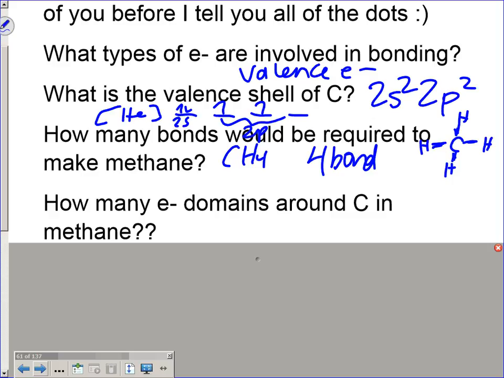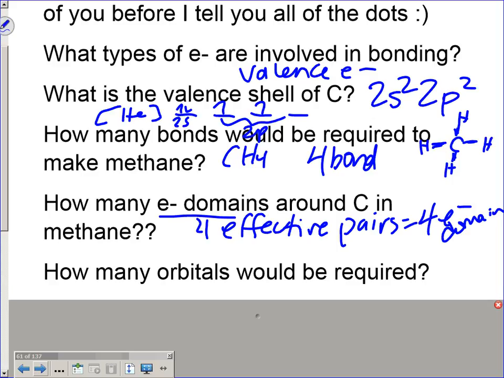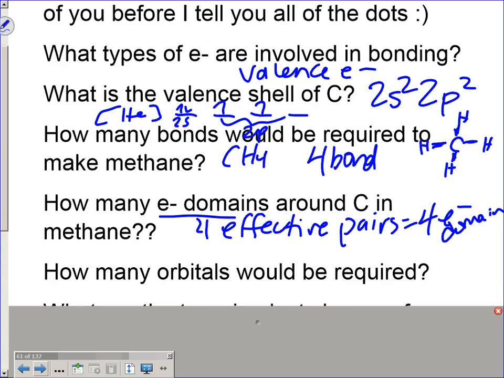All right. We also call that 4 effective pairs of electrons. That's another way to phrase that, 4 effective pairs. So there's 1, 2, 3, 4 effective pairs, meaning that they are effectively engaged in bonding. They are forcing the bond to occur. All right. If I have 4 effective pairs or electron domains, how many orbitals would have to be involved in bonding?